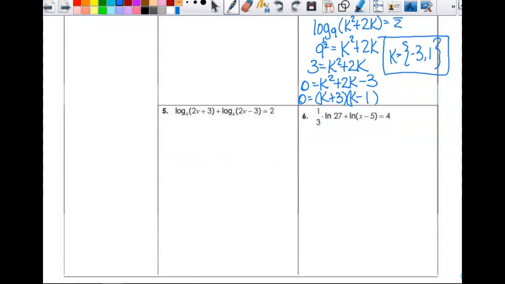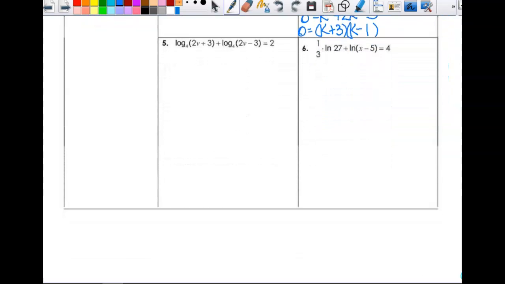So number 5, I have 2 logs being added, which means it turns into 1 log that has multiplication. So log base 4 of 2v plus 3 times 2v minus 3. But I can't just leave it like that, because that's not clear. Maybe this is just log base 4 of 2v plus 3, and then that times 2v minus 3, but that's not what we mean. So to do this so we can tell that it's all in one thing here. And that equals 2. So I have the log isolated.